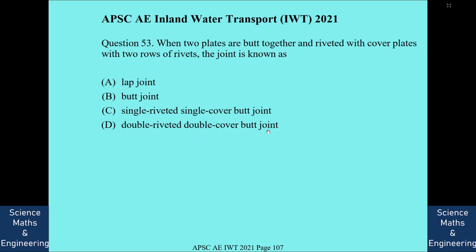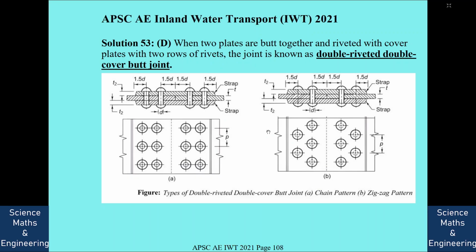Next. When two plates are butt together and riveted with cover plates with two rows of rivets, the joint is known as A, lap joint, B, butt joint, C, single riveted, single cover butt joint, or D, double riveted, double cover butt joint. So the answer is, it is called double riveted, double cover butt joint.